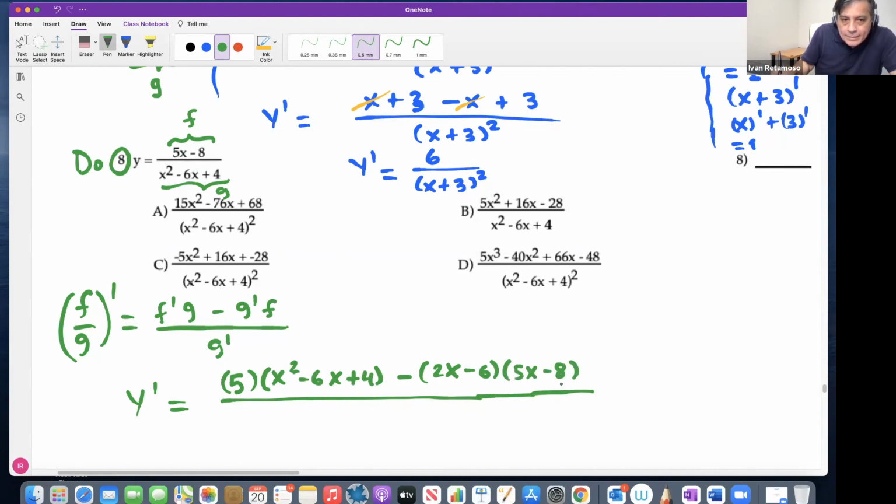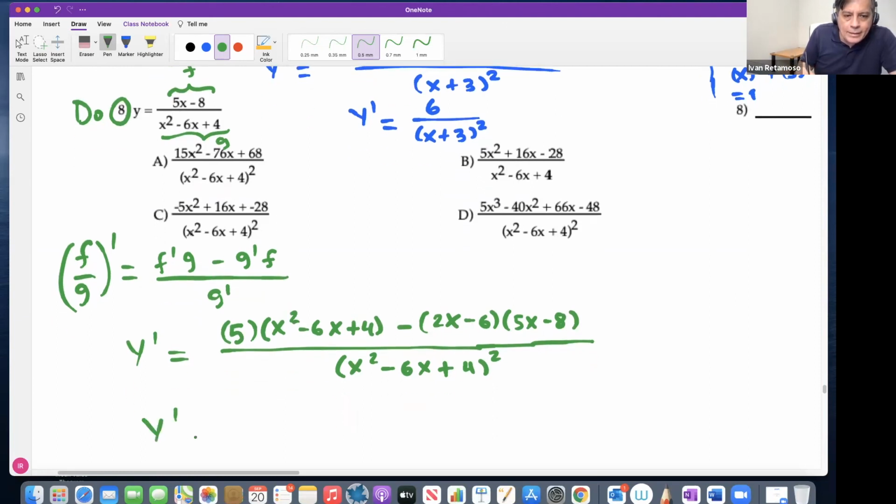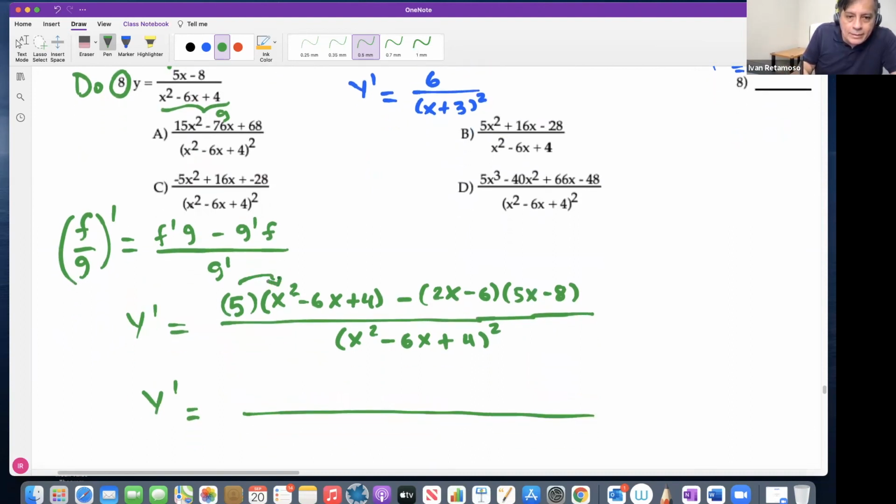On the denominator, we have the square of g, and we know that we don't have to expand this. We should leave this alone. What we have to work out is the numerator. It's a big thing here. And if the numbers, again, are not friendly, you may use your calculator to get this done. 5 times x squared, 5x squared. 5 times negative 6, minus 30x. 5 times 4, 20.